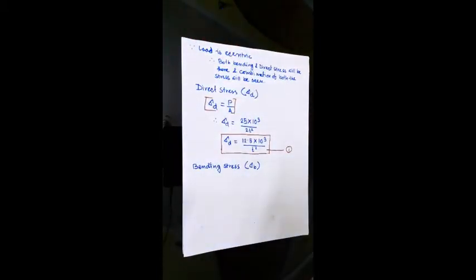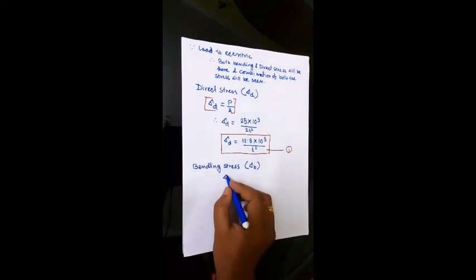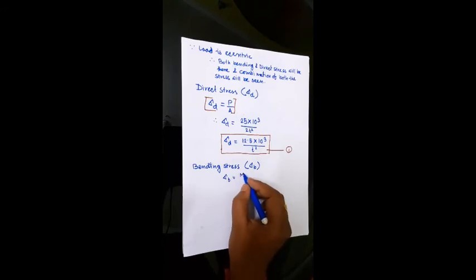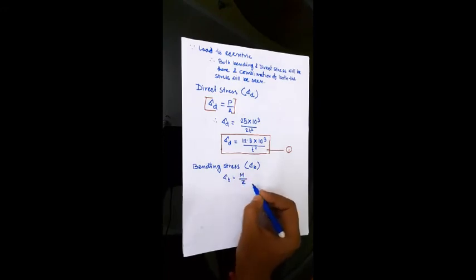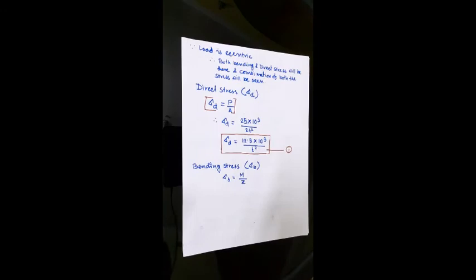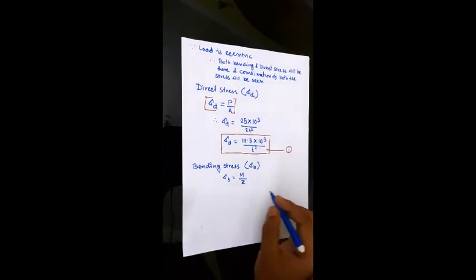So for the sigma b value, from the previous problem we know that sigma b will be nothing but M by Z. Now this is also a rectangular section. So the section modulus will be the value of this Z.